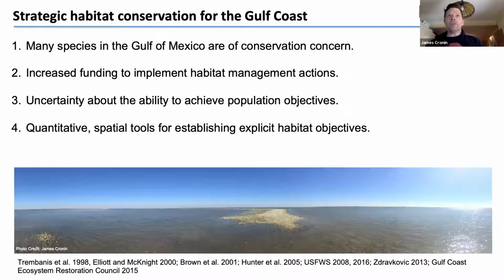Okay, so many species in the Gulf of Mexico are of conservation concern due to common stressors such as habitat loss or depredation. And so there's been increased funding to implement habitat management actions that are meant to mitigate those stressors, but there's a lot of uncertainty about the ability of those management actions to actually achieve the population objectives of the critters that they're supposed to help. So there's been a call for quantitative spatial tools that can help managers establish explicit habitat objectives.